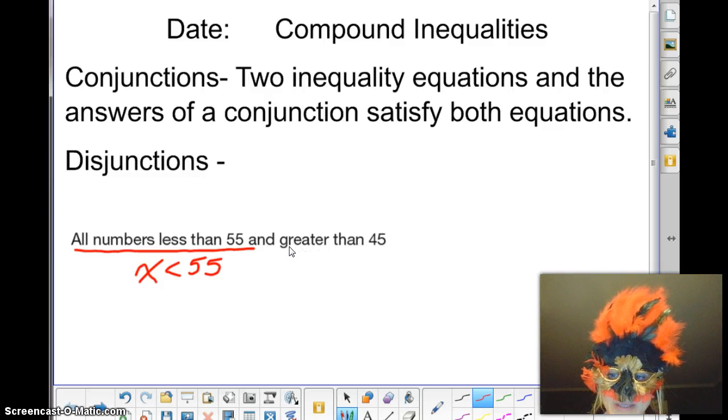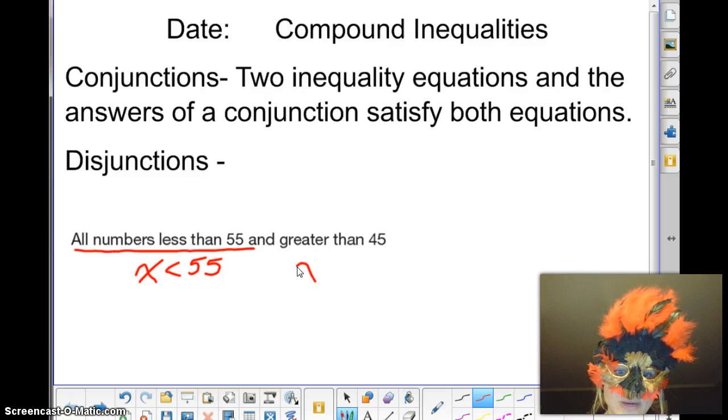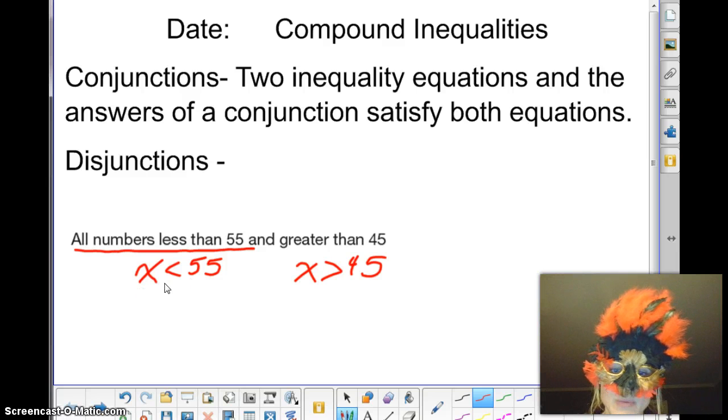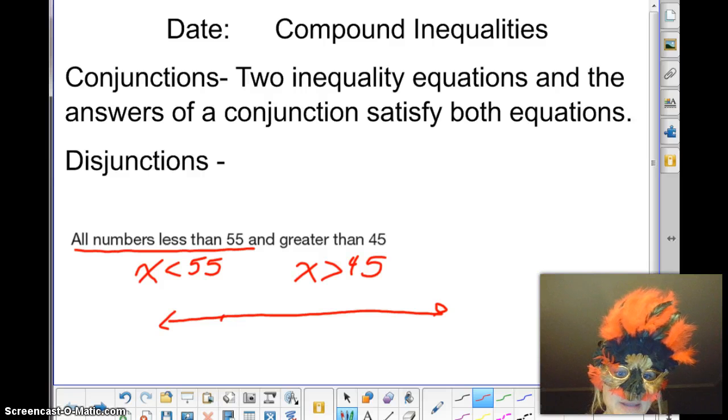But it also means that all numbers are greater than 45. So I have two types of things. I'm talking about the numbers that are less than 55, but also the numbers that are greater than 45. So if you think about a number line here, and we'll have to graph these eventually, and let's say this is 45, and then we'll go up 10, 50, 55. So this is saying x is smaller than 55 but greater than 45.